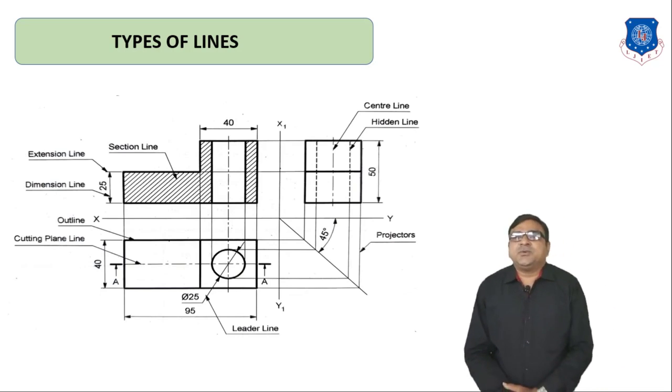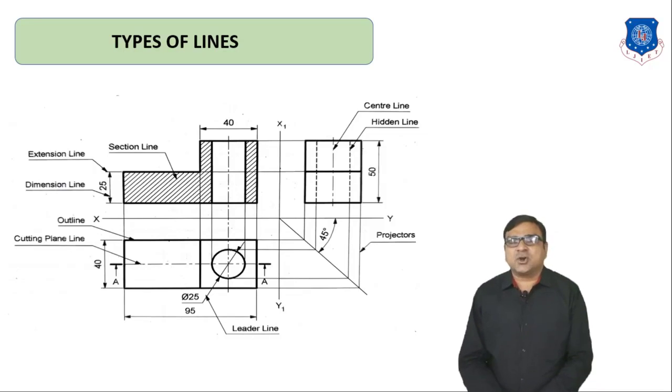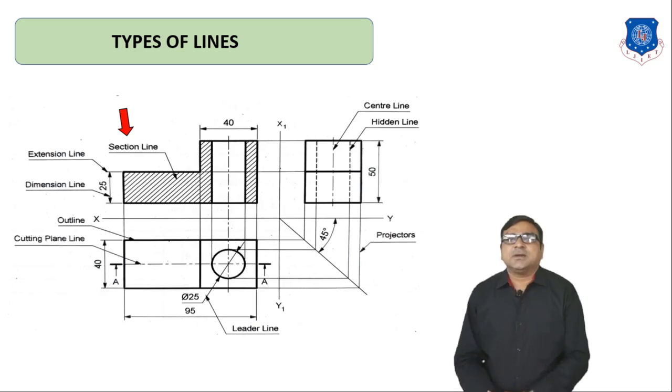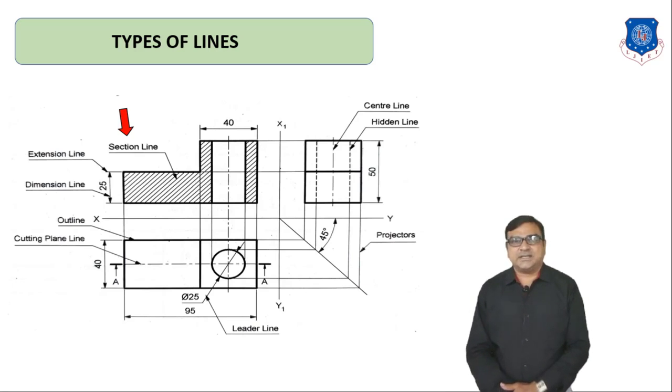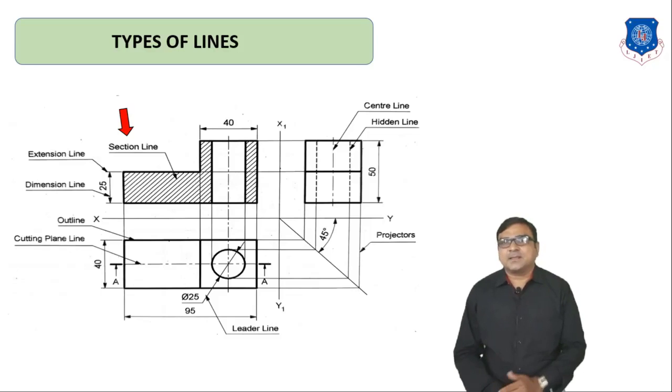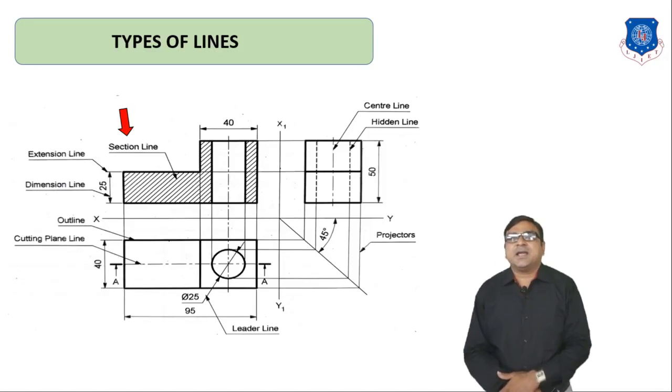Now these are the views, or you can say orthographic views, of the previous object. Now in this drawing we will discuss all lines. First, section line. Okay, it is continuous thin, and the surface which is under cutting is represented by hatch lines or section lines. This is the extension line.